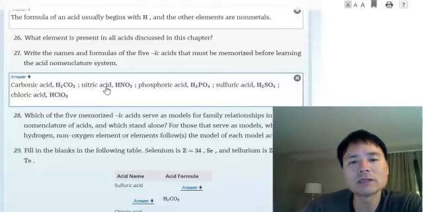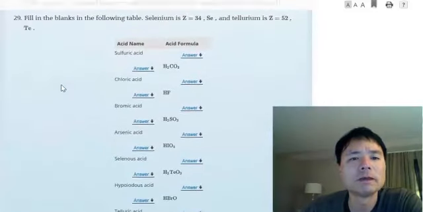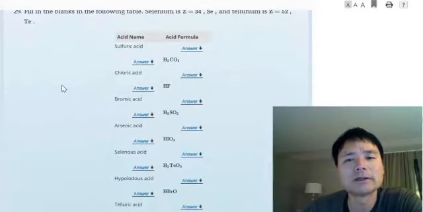Okay, let's move on. Which of the 5 memorized -ic acids serves as... Okay, let's skip that one here. Let's go on to fill in the blanks.